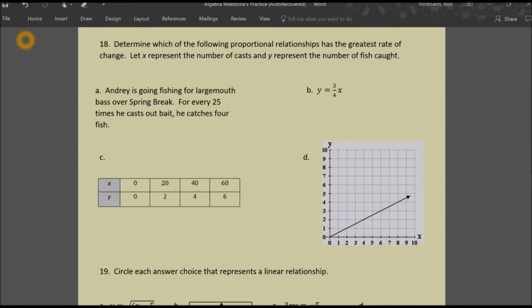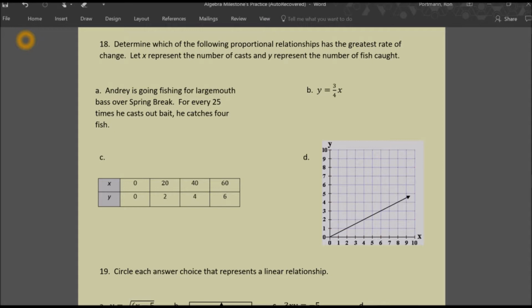Number 18. Determine which of the following proportional relationships has the greatest rate of change. Let x represent the number of casts and y represent the number of fish caught. If you're not familiar with that term, casts, that's when you chuck your bait out in the water to go catch a fish. That's called a cast. So he's casting his bait out into the water, and there's a relationship between every time he casts it out there and the number of fish he's catching.